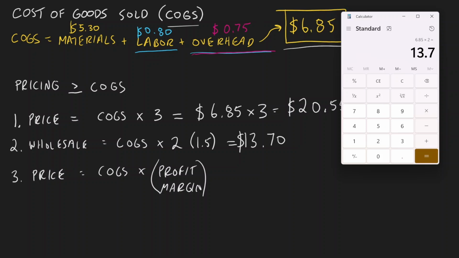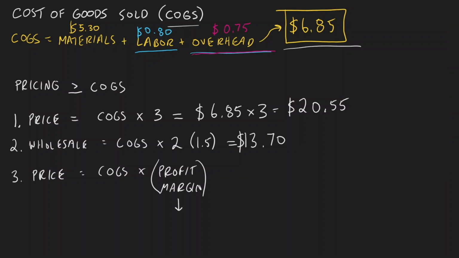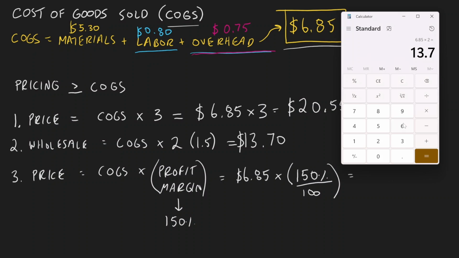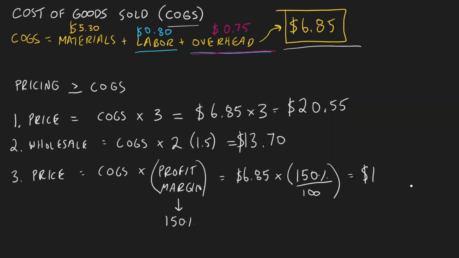Okay, and then our price with a profit margin, let's just say that our desired profit margin is 150%, is going to equal $6.85 times 150%, which is divided by 100 to actually change it from a percentage to a decimal, and that's just 6.85 times 1.5, so it's not even higher than our wholesale, but that would be $10.28. Well, one thing we want to know is that our cost of goods sold here, this is just an estimate.